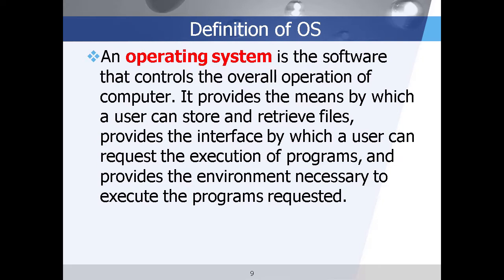So here we have a definition of the operating system. An operating system is the software that controls the overall operation of a computer. It provides the means by which a user can store and retrieve files, provides the interface by which a user can request and execute programs, and provides the environment necessary to execute the programs requested. So overall, the operating system is the main controller of the whole computer system. All of the user programs have to run on top of the operating system.